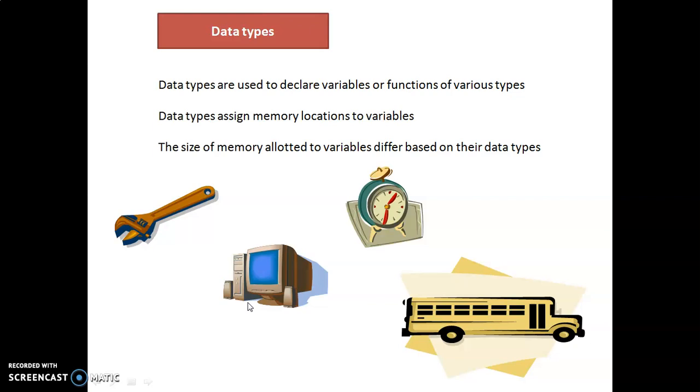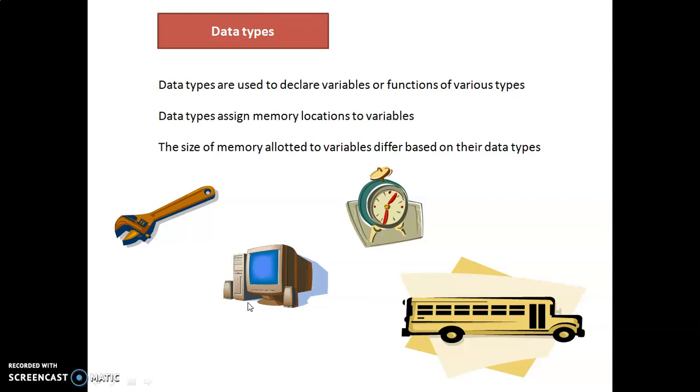Data types also have another functionality. They assign memory locations to variables. They provide the required amount of space to variables. And the size of the memory allotted to variables differs based on their data types. In order to understand the data types concept, we see a simple example.